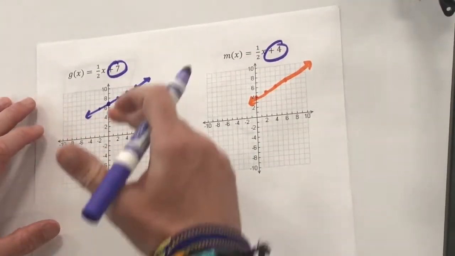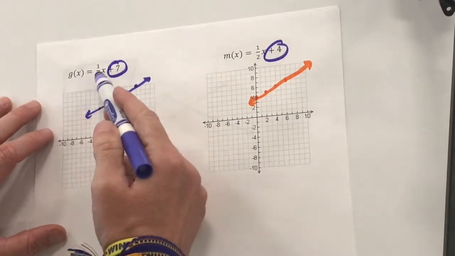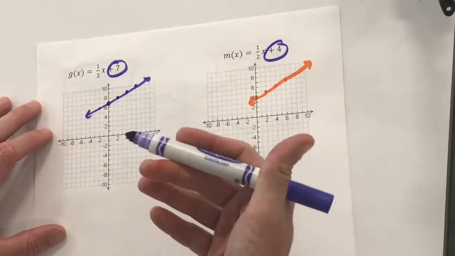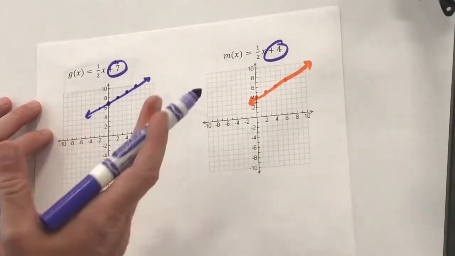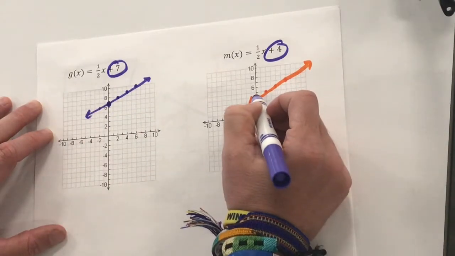The main difference here is the 4 and the 7. I've graphed both of these, and notice how they look different. They have the same slope, so we know they're increasing at the same rate. If we put these on the same graph, they would be parallel. The only difference is that the y-intercepts are different.